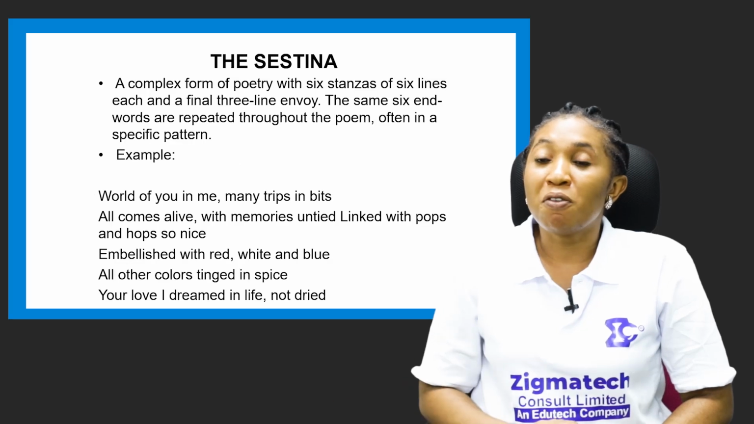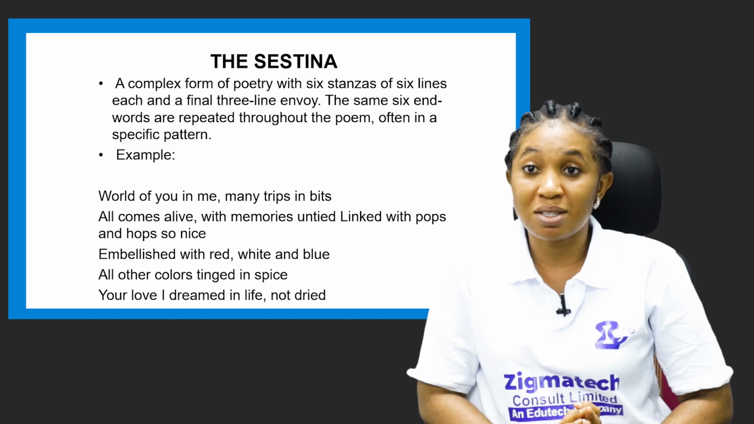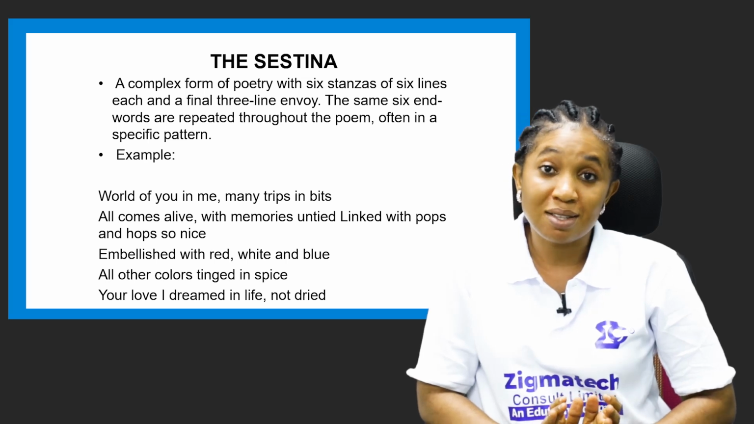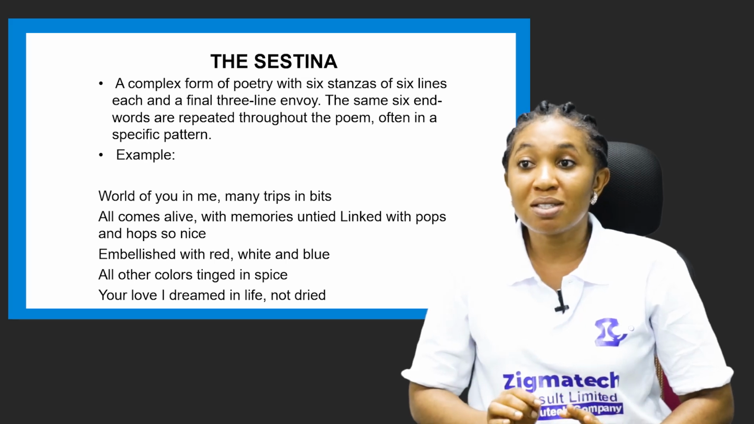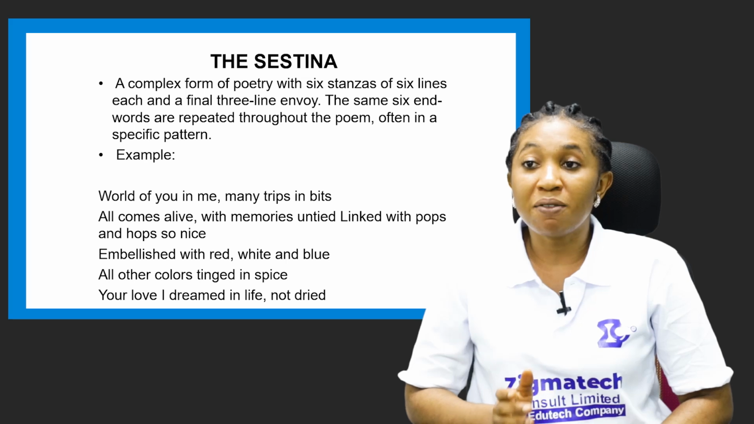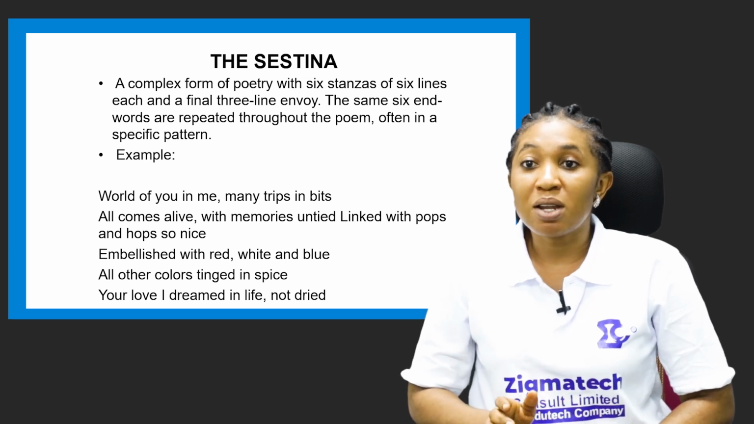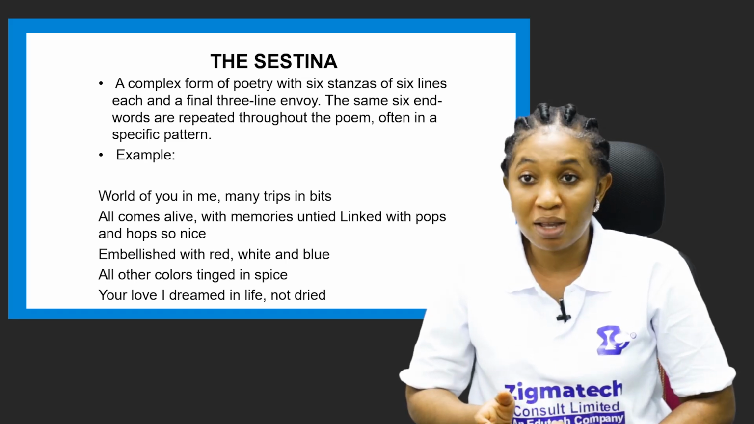So another form of poetry that we are going to discuss is what we call the sestina. This is a complex form of poetry which contains six stanzas of six lines each and a final three-line envoy. The same six end words are repeated throughout the poem, often in a specific pattern.